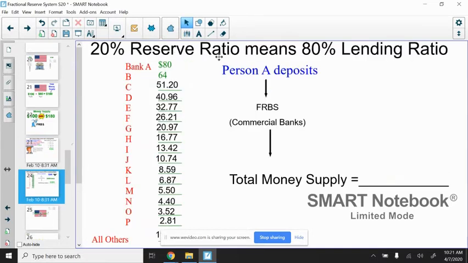A 20% reserve ratio means an 80% lending ratio. Notice person A deposits, that's the key thing, this $100. That allows bank A to loan out $80 to somebody who deposits in their bank B, who then once again has to keep some and then can loan out $64. And it keeps rippling its way through, and I did all the numbers for you, rounding to the nearest penny.